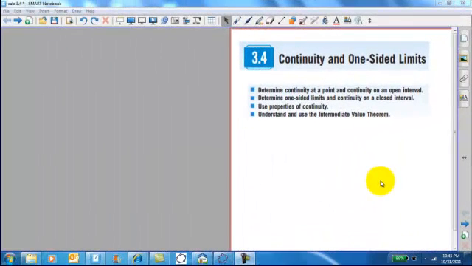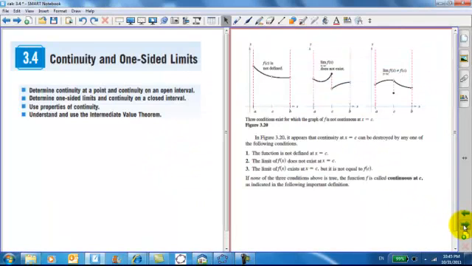Hello calculus students, here we are with continuity and one-sided limits. We're going to take on a few things here. We've looked at discontinuities before, and now we're just going to see how to describe continuity and give a more formal definition to it. Basically, it's this idea that a function's continuous if you can draw it with a continual line.